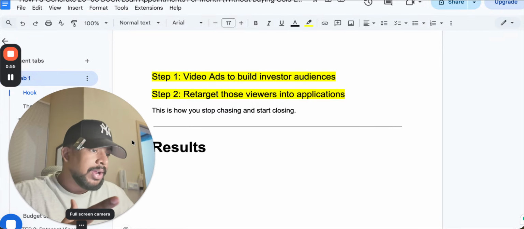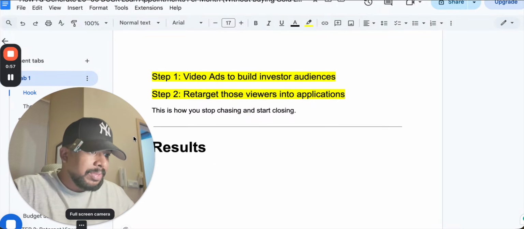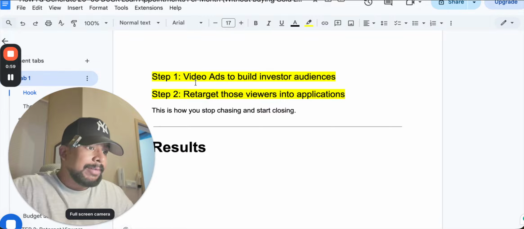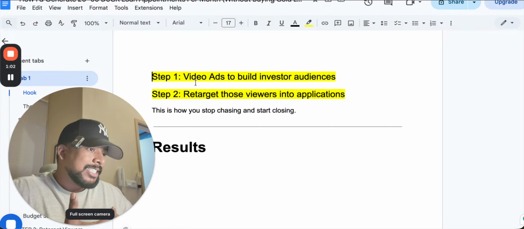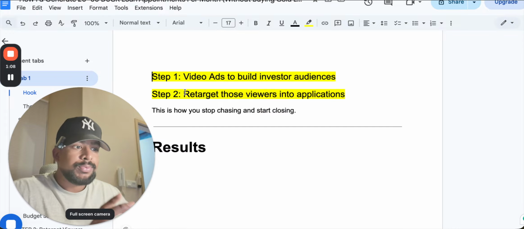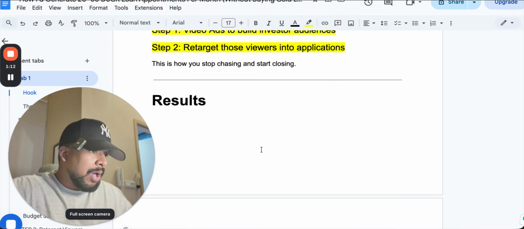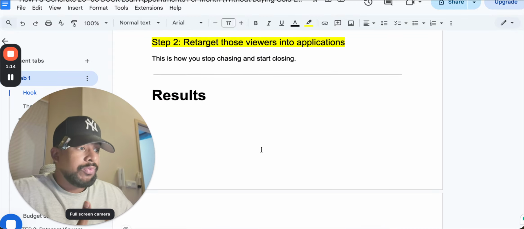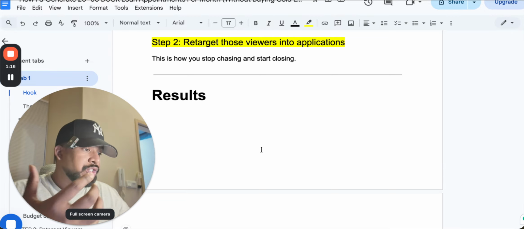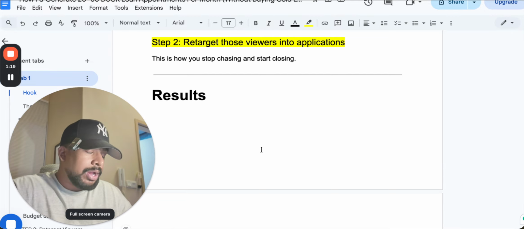Step one, which we have right now in this two-step strategy, is the video ads that build an investor audience. And step two is retargeting those viewers into an application. And that is how we're going to stop chasing and start closing more results. Now, before that, of course, I want to share the results we were able to generate having the same system installed for our clients.